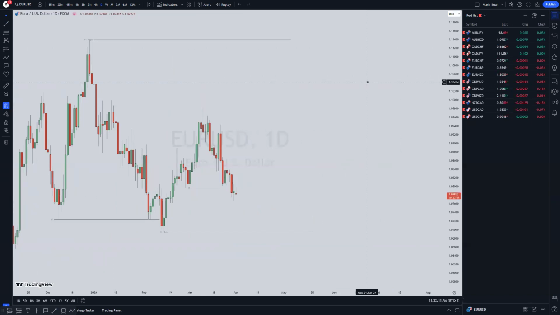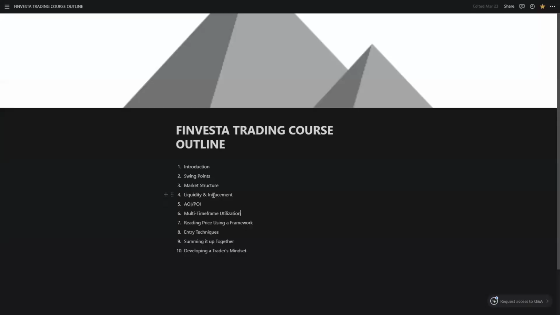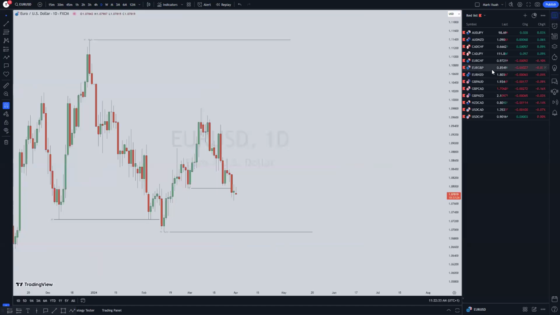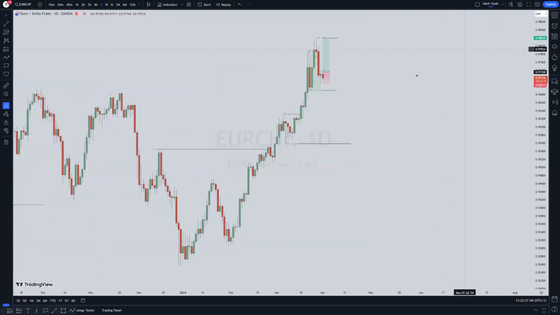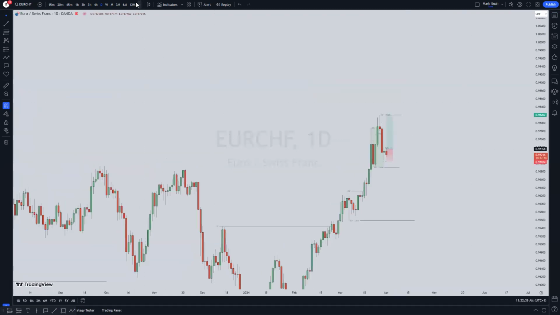But I said, when we start dealing with other stuff like liquidity and adjustments, AOI, POI, multi-time frame utilization, and reading prices in the framework, I think I just gave this one now in this lecture, but it's going to be more complete later. And when we start adding all of this together, with entry technique, this is what really forms a good strategy for you. So currently, on this Euro Swiss that I'm eyeing for this week, I did exactly the same thing.